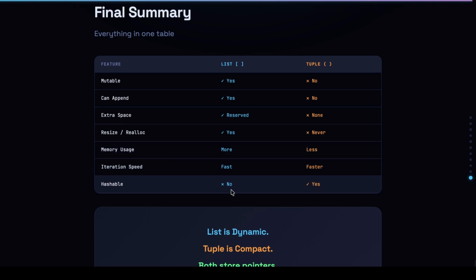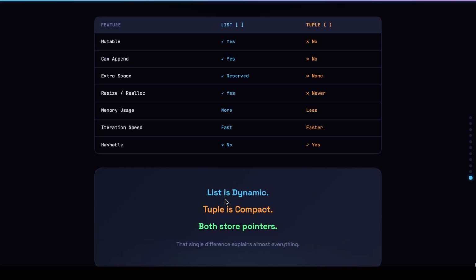As for hashability, a list is not hashable because it is not immutable, whereas a tuple is hashable. So list is dynamic, tuple is compact. Both store pointers, not actual values.